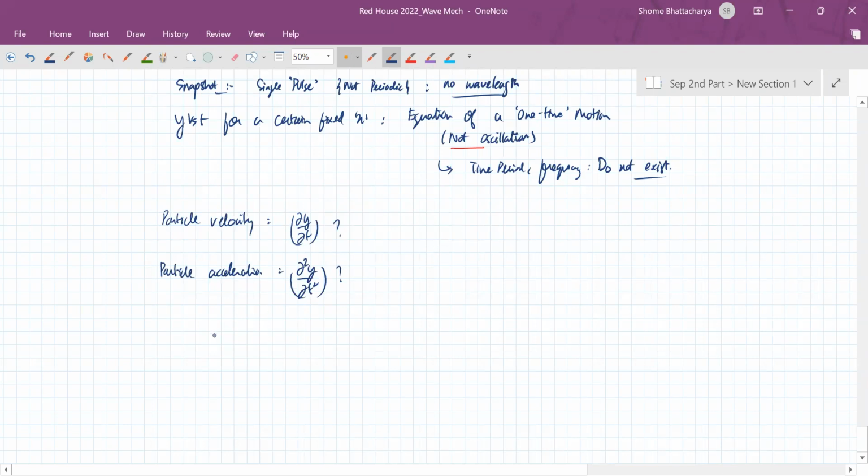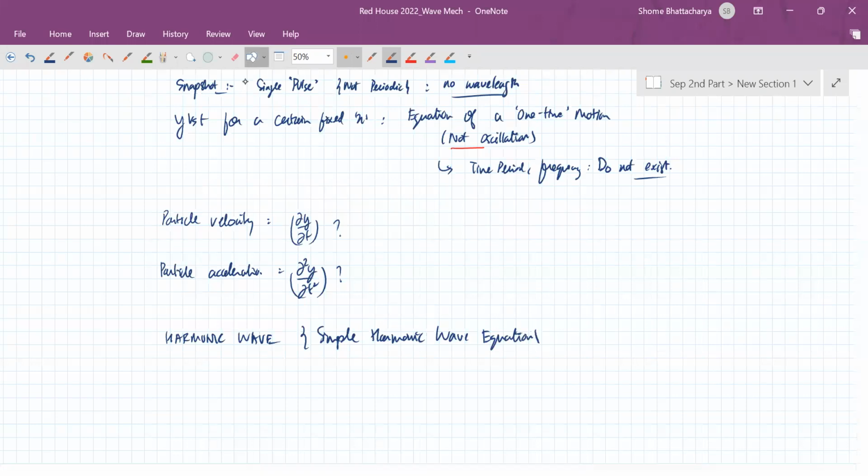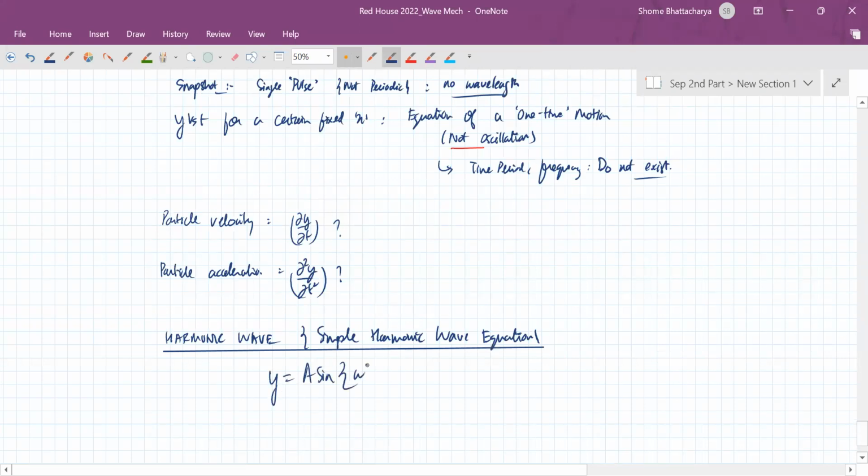And then we will move on to the general equation of harmonic wave, or the simple harmonic wave equation. So this will have an equation of this type. It's a sinusoidal function. So add any phase constant arbitrarily. So we will see this and its various properties.